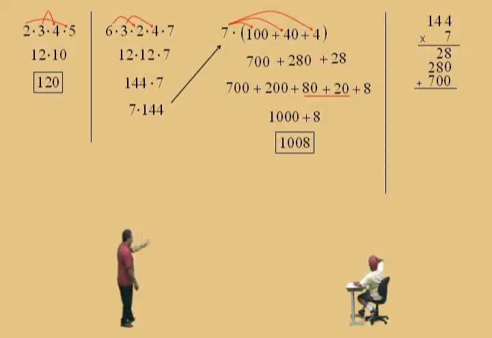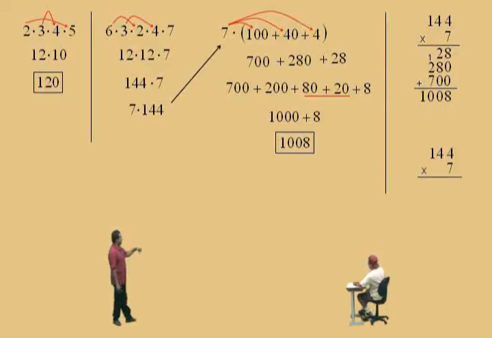Watch. First column, 8. 2 and 8 is 10. Carry your 1. 7 and 2 is 9, plus 1 is 10. 1,008, okay? Now, we can use the other vertical format with carryover. Watch this. 7 times 4 is 28. 8, carry your 2. 7 times 4 is 28, plus 2 is 30, carry your 3. 7 times 1 is 7, plus 3 is 10. There's your answer.